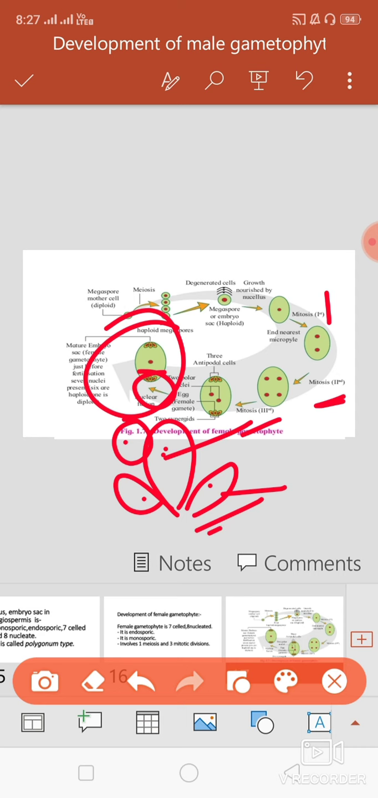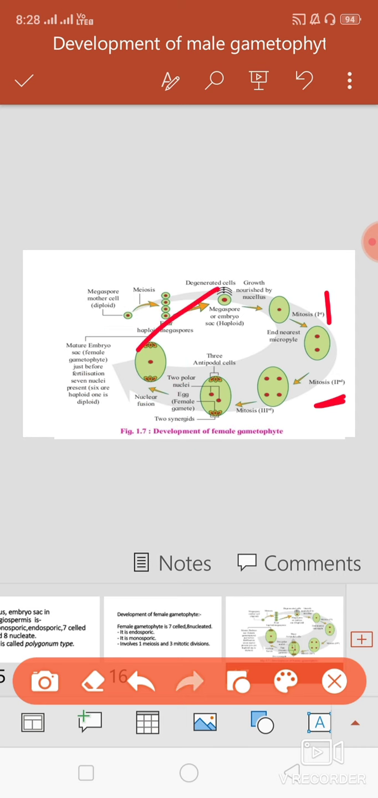Then what is the function of the synergid? The synergid has hair-like projections called the filiform apparatus, and this filiform apparatus helps to guide the pollen tube, meaning it helps in the fertilization process. Then the antipodal cells are accessory cells, meaning they do not play any role in the fertilization process.